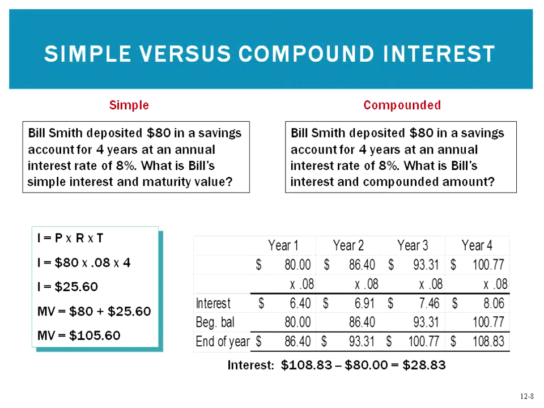So for example, let's look at this. Simple versus compound interest. Bill Smith deposited $80 in a savings account for 4 years at an annual interest rate of 8%. What is Bill's simple interest and maturity value? Now you know this. Interest is equal to principal times rate times time. Okay? Principal is $80, rate is 0.08 because it's 8% converted to a decimal, and time is 4 years. So the interest is equal to $25.60. Maturity value is principal plus interest, which is 80 plus 25.60. So that is now $105.60 at the end of 4 years.